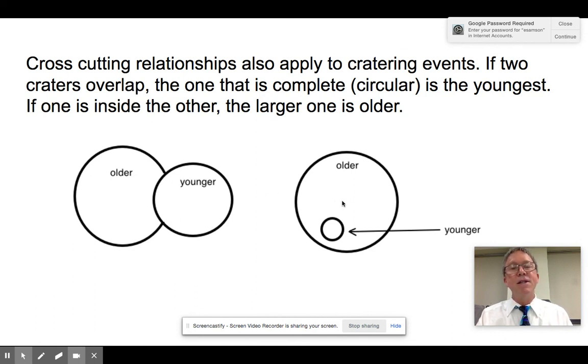Now, the other thing is, if I see one inside of another one, and we see this on the moon quite a bit, so it allows us to interpret the history of what happened on the moon. I know that if there's one inside the other one, this one must be younger, because if this one had been here first, when this one formed, it would have obliterated this one. So I know this one must have formed, and then this one happened later, because this one changed this one, and not the other way around.